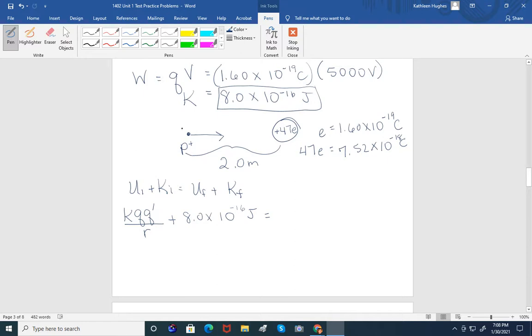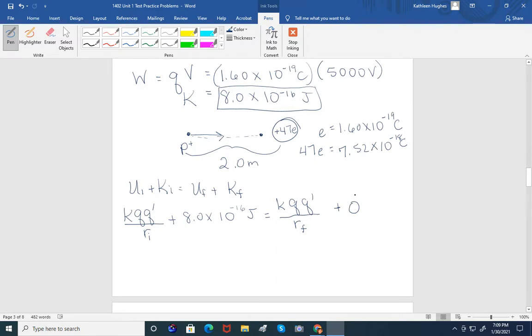When it stops, so it's going to travel, travel, travel, but remember, it's being repulsed. It's going to stop when its kinetic energy is 0. So at the end, we're going to have our final potential energy, which will be k q q prime over the final distance, I could put this as initial distance, Ri. And the kinetic energy will be 0. When it stops, the kinetic energy is 0.